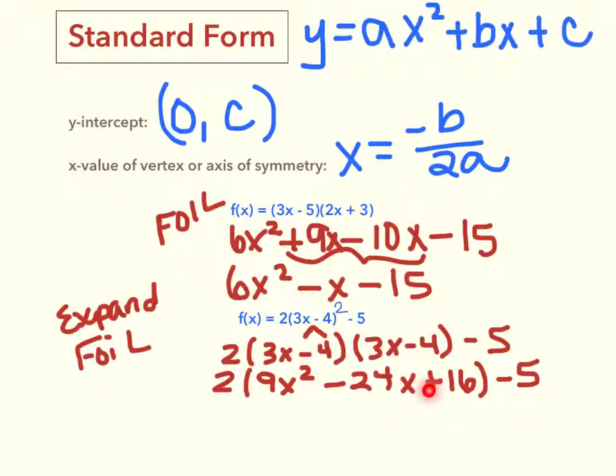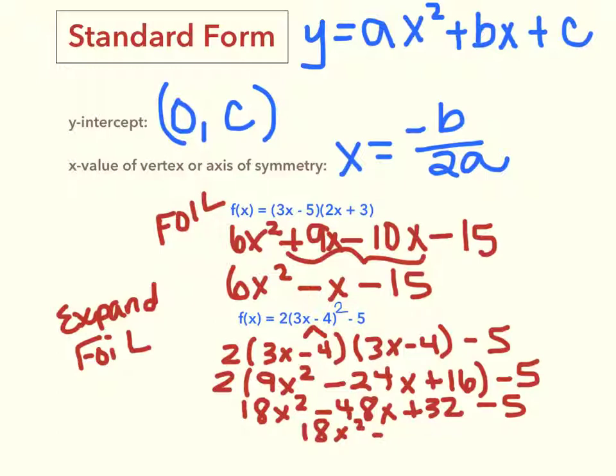This is what I get, so now it's almost in standard form, but you still need to multiply this 2 first. So 18x squared minus 48x, because I'm multiplying this 2 here and then this 2 times here, and plus 32 because I did 2 times 16, and then that minus 5 is still at the end, and that's the very last thing I do, the adding or subtracting of whatever's at the end here. So my answer in standard form is 18x squared minus 48x plus 27.